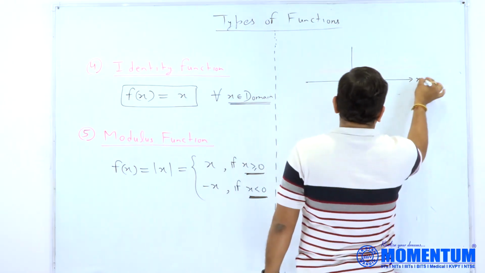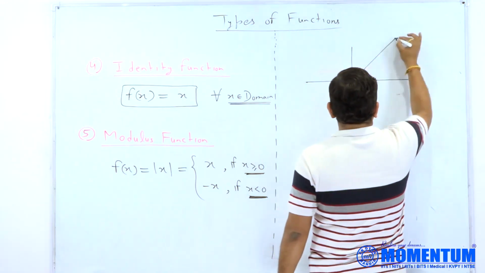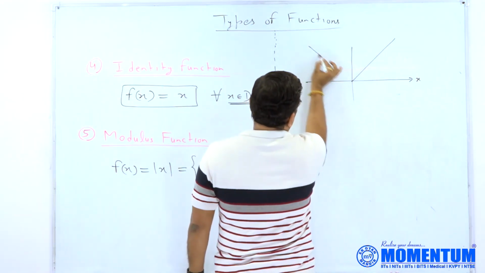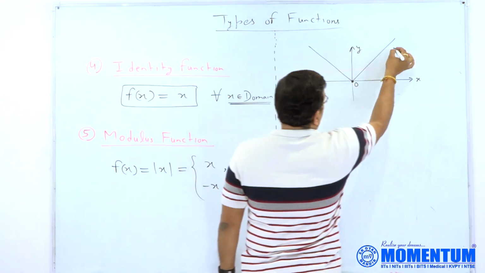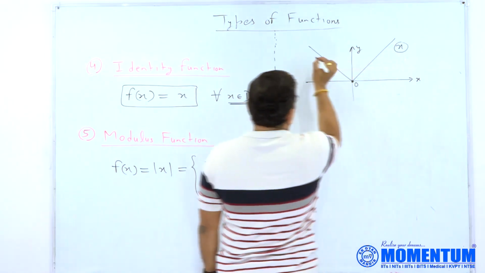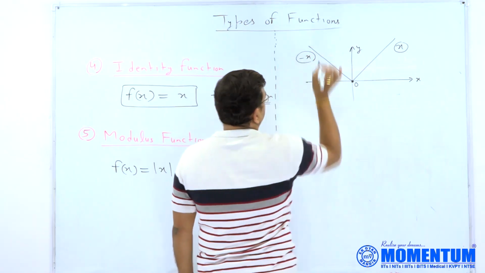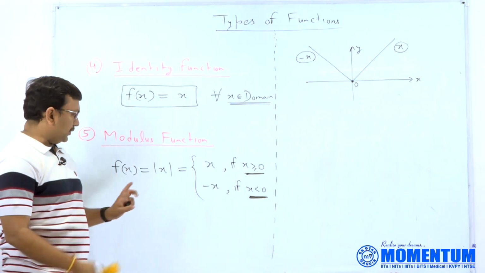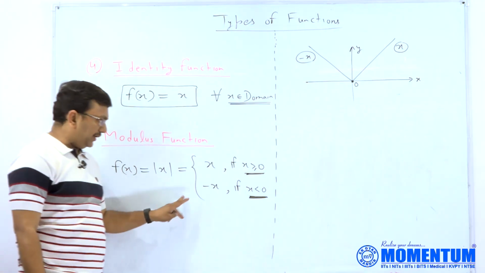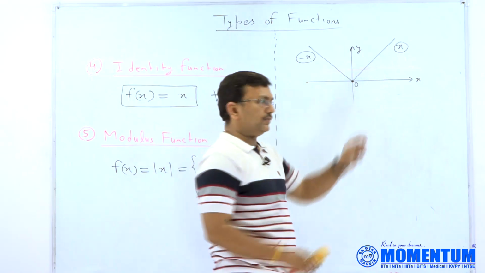So for positive x, we have to take line of x. For negative x, we have to take line of minus x. This is line of x, this is line of minus x. So this is the diagram of the modulus function. The modulus function is f of x equal to mod x, and we have this graph.